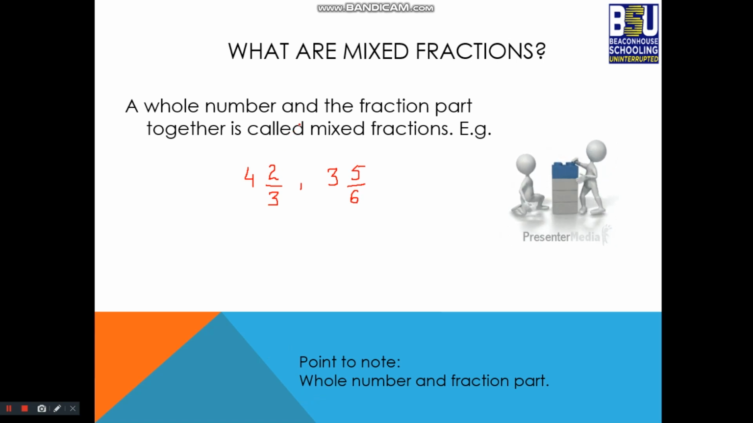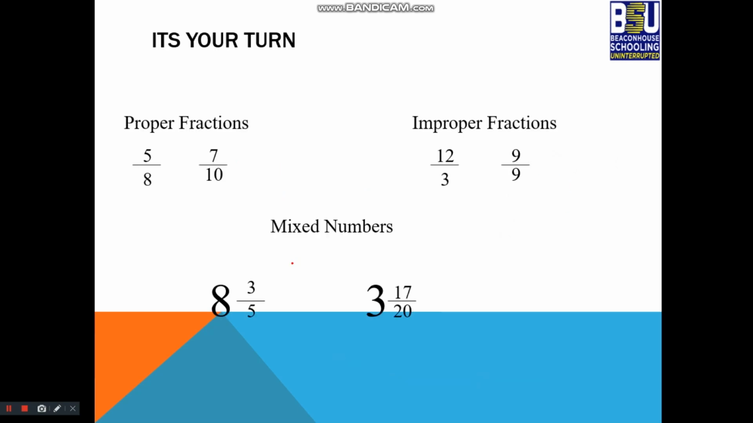Now let's discuss mixed fractions. Mixed fractions means there is a whole number and a fractional part as well. When you combine both the whole number and the fractional part, that is called a mixed number. You can see over here 4 is the whole number and 2/3 is the fractional part. So this is called a mixed number. 3 and 5/6, this is also a mixed number. So it contains a whole number and a fractional part.